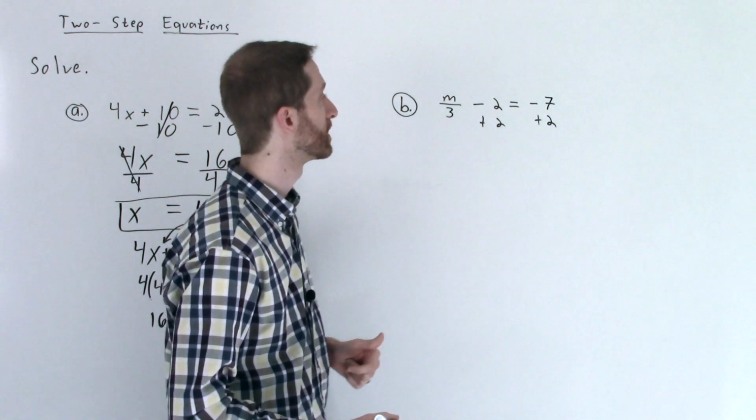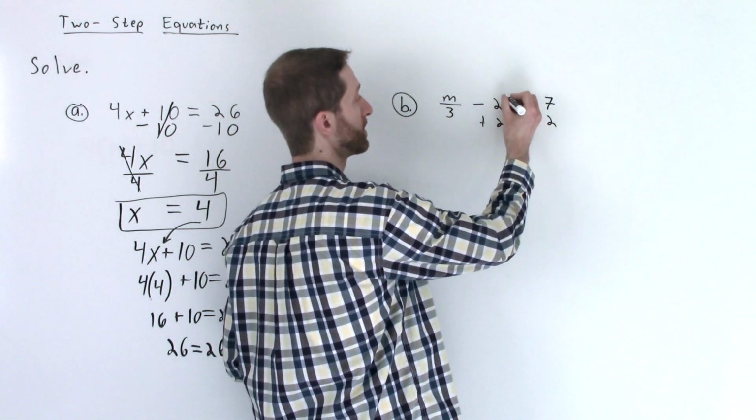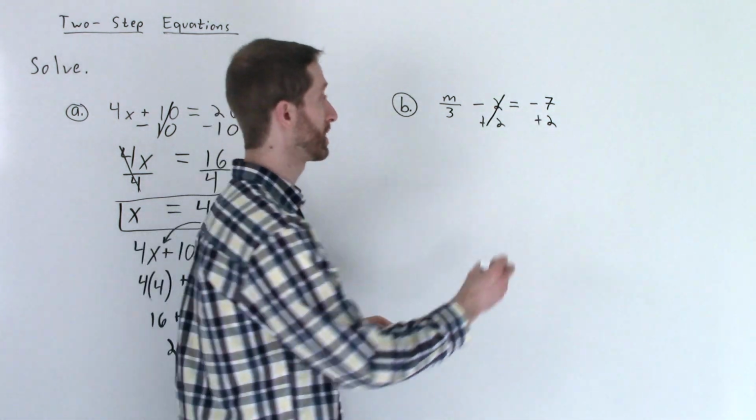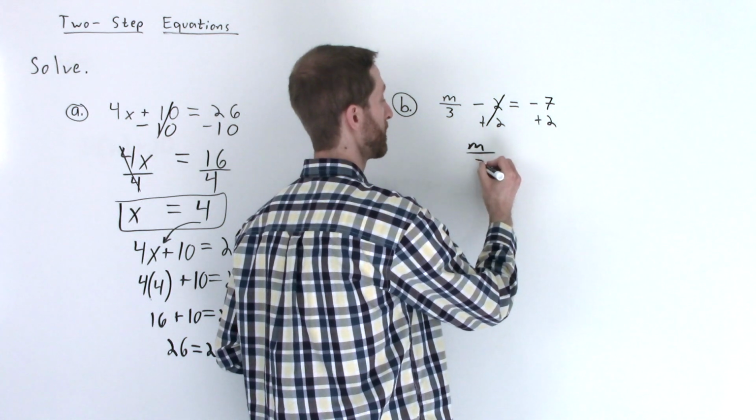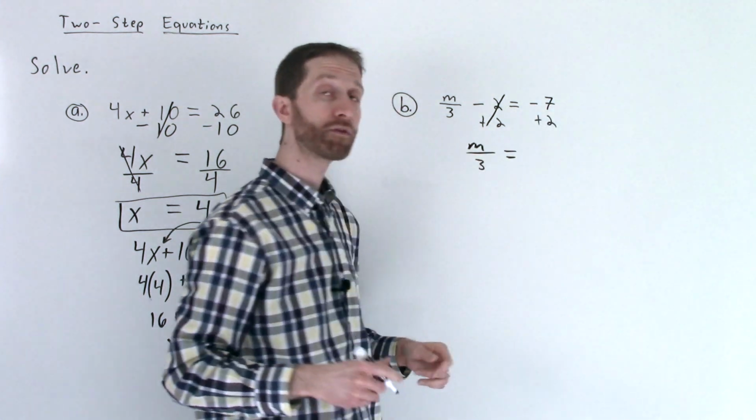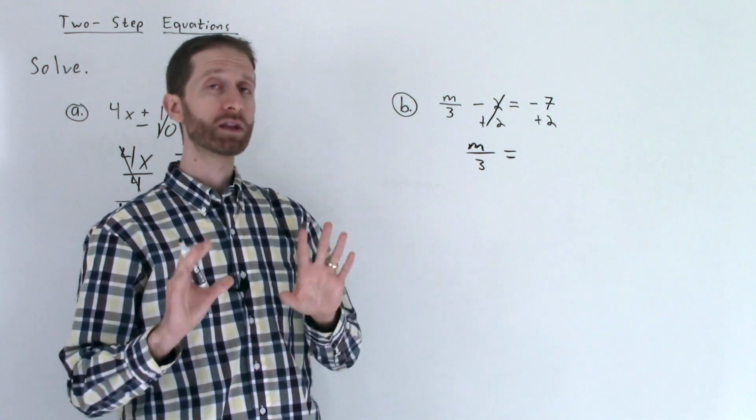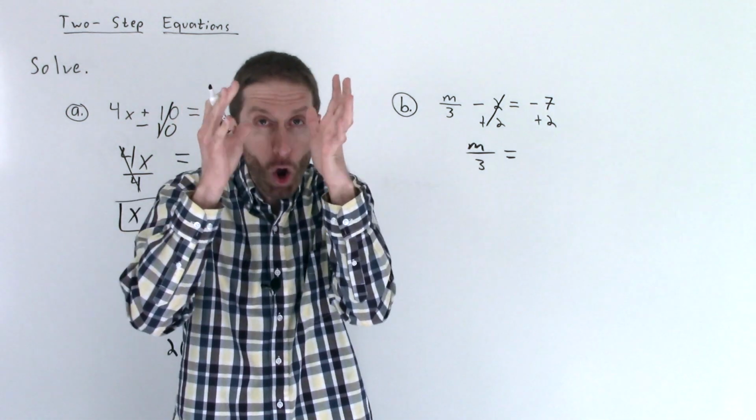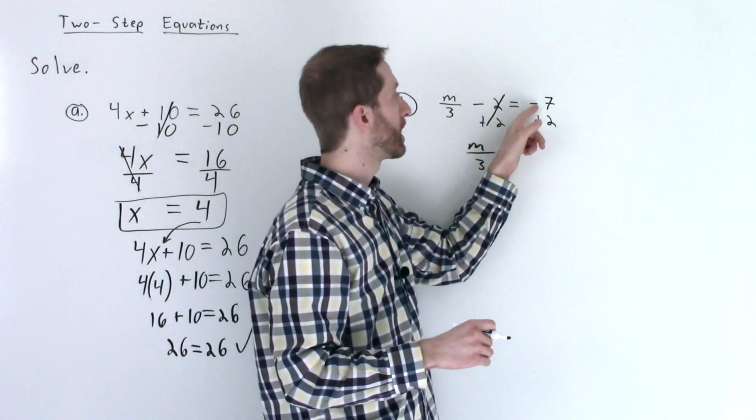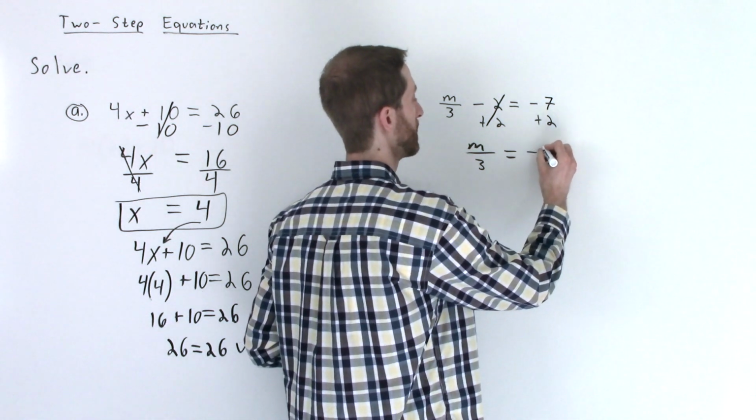All right, sweet. And so what we have left, well, we need to see. These undo each other successfully. So that's going to be m divided by 3 is equal to, now we focus on negative 7 plus 2. Think of that as a little bit of side work where your brain is only focused on that part. Negative 7 plus 2 is equal to negative 5.